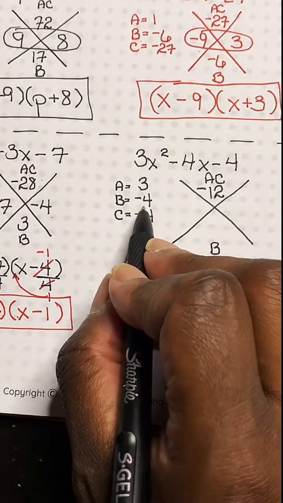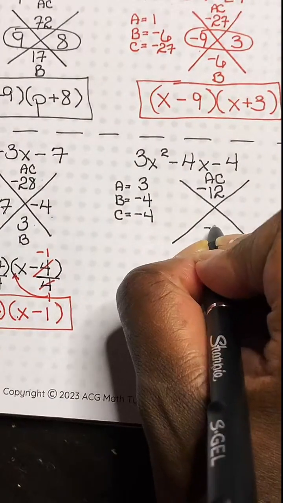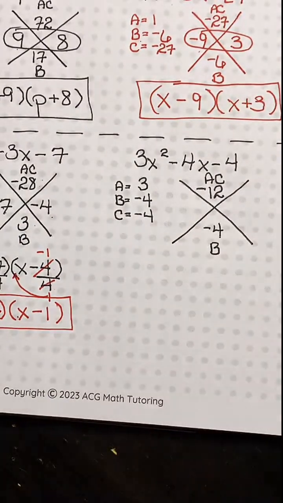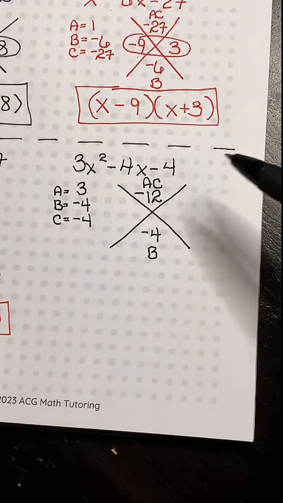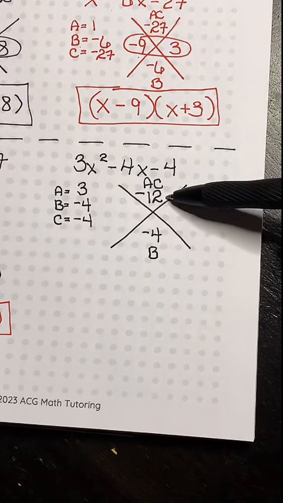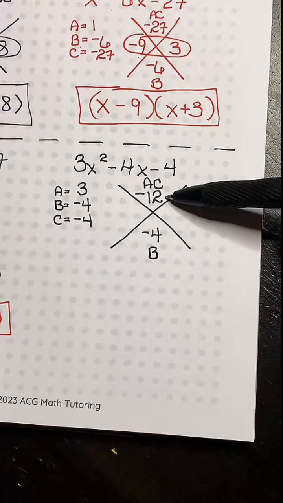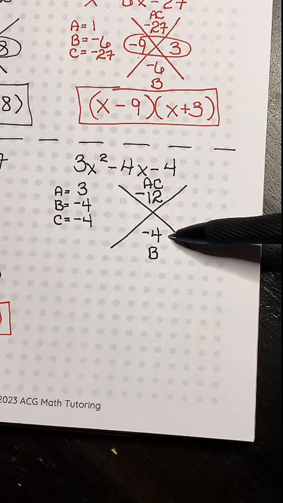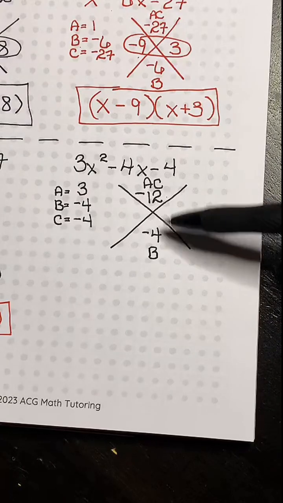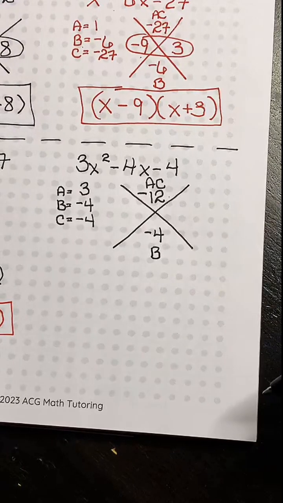So we're going to rewrite our B, which is a negative 4. Okay, so now we need to think: what two numbers multiplied together will give me a negative 12 and add together to give me a negative 4? This is probably the hardest part.